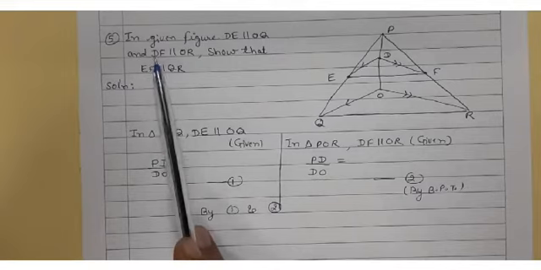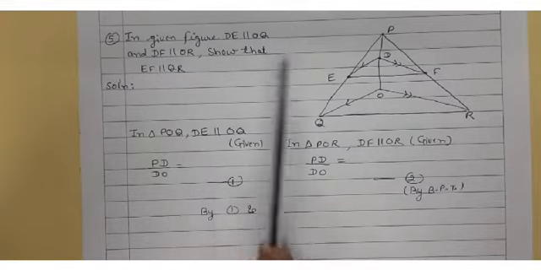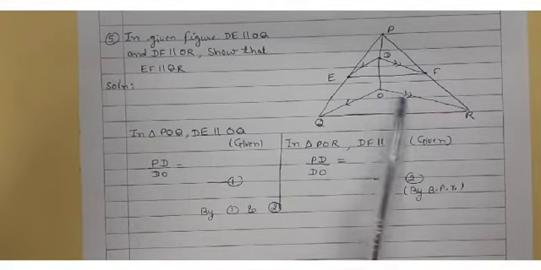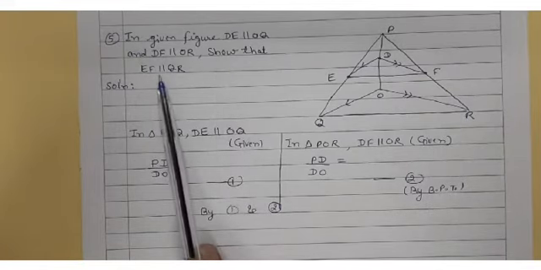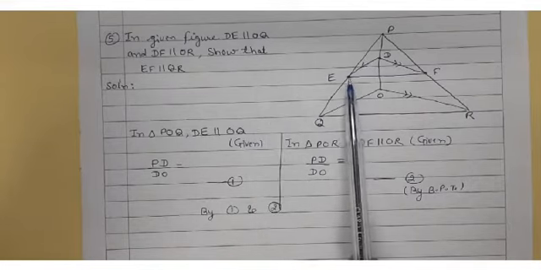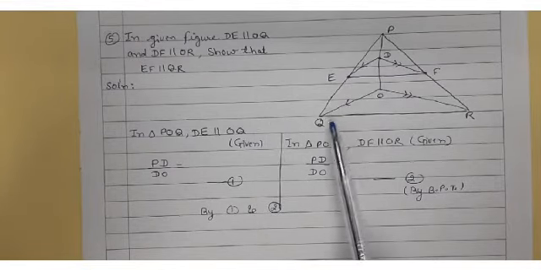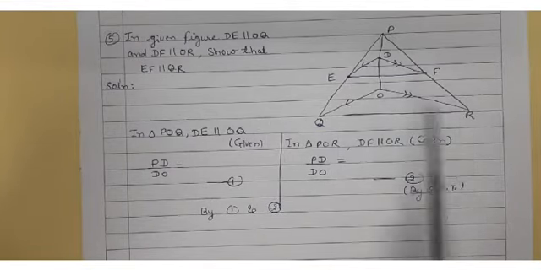For another arrow, DF is parallel to OR. Then what do you have to show? You have to show that EF is parallel to QR.